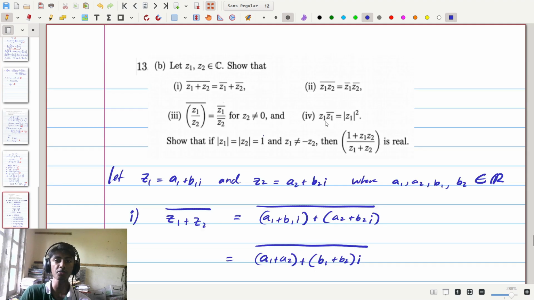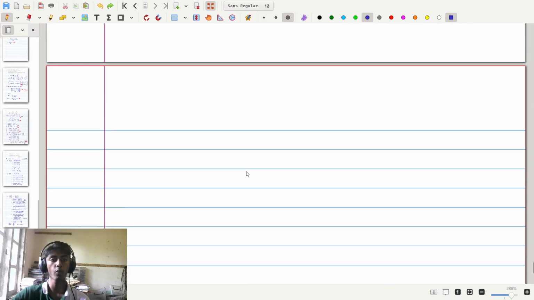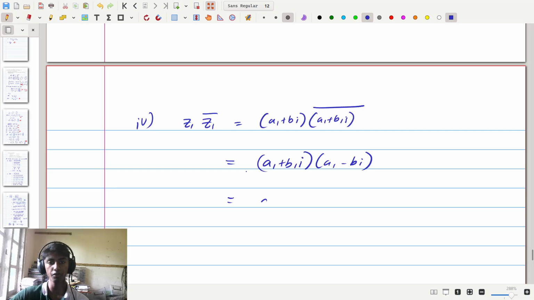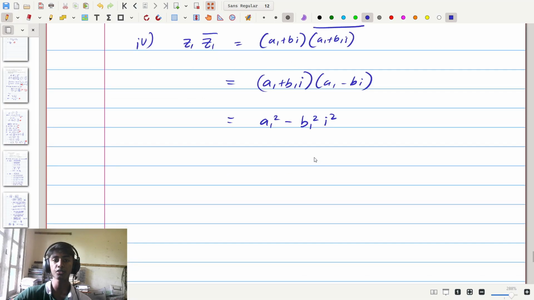Now the last one says show that Z1 times Z1 conjugate is equal to modulus Z1 squared. For that, we substitute and do Z1 times Z1 conjugate, which is a1 plus b1i times the conjugate of a1 plus b1i, which is equal to a1 plus b1i times a1 minus b1i. If we multiply, this is the difference of squares: a1 squared minus b1 squared i squared, and i squared is equal to negative 1, so we have minus i squared here, which is positive 1.